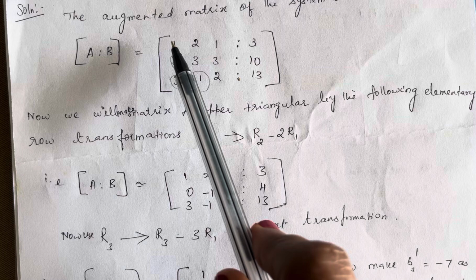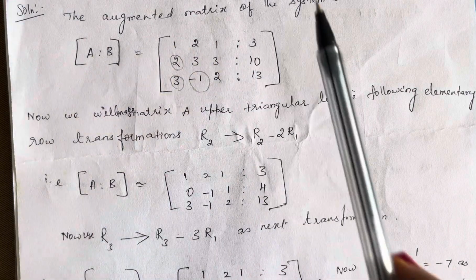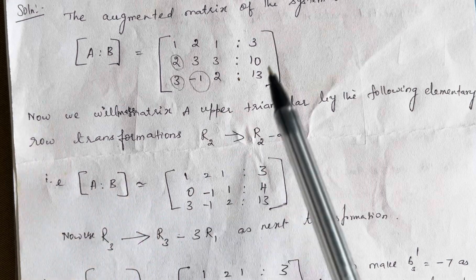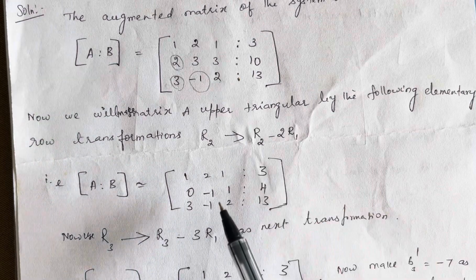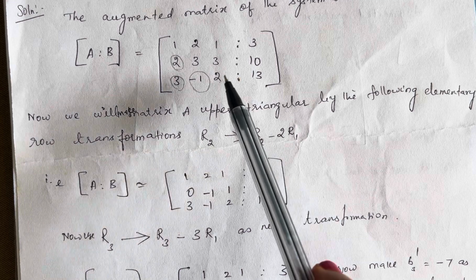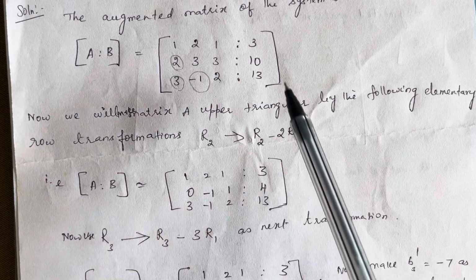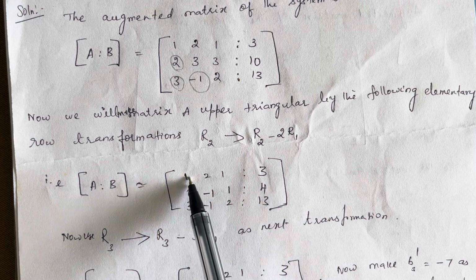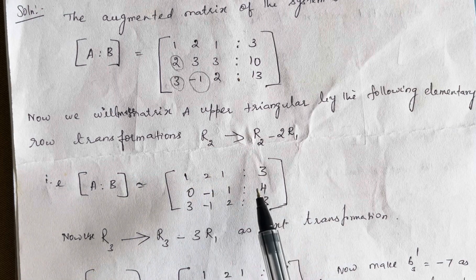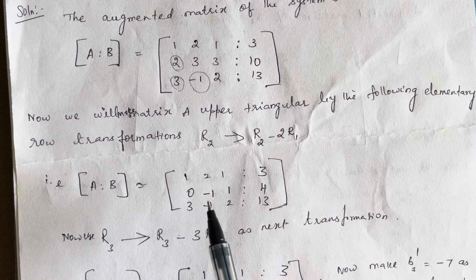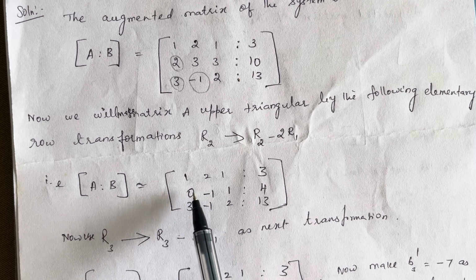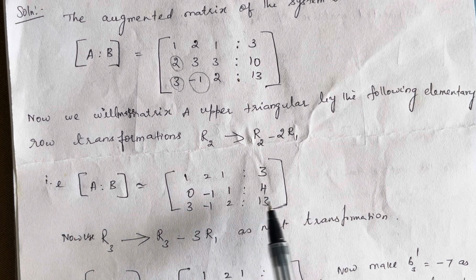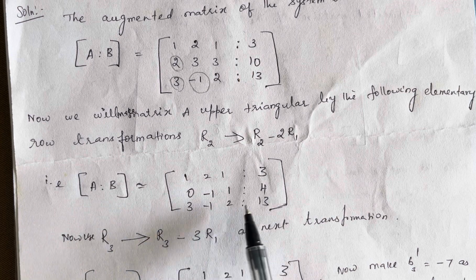So 2R1 means 2, 4, 2, 6. Just subtract from R2: 2 minus 2 becomes 0, then 3 minus 4 becomes minus 1, then 3 minus 2 is 1, and 10 minus 6 you will get 4. So I am writing 1, 2, 1, 3. I have changed only the second row. So the second row is now 0, minus 1, 1, 4. And the third row I kept as 3, minus 1, 2, 13.